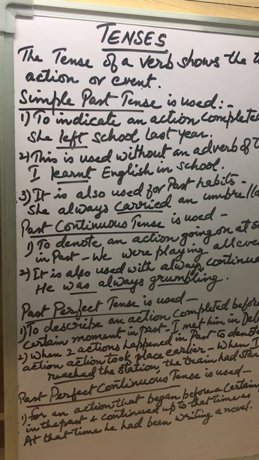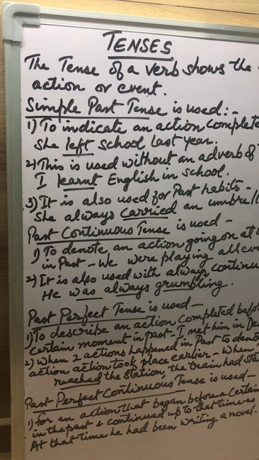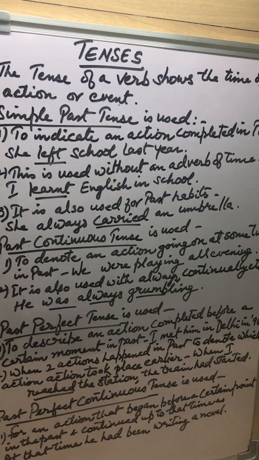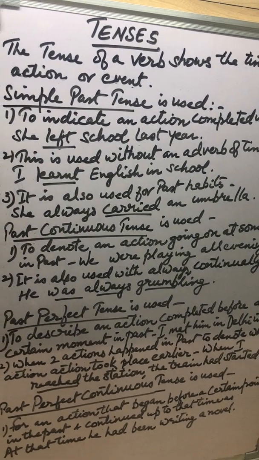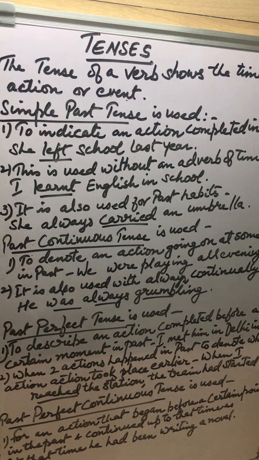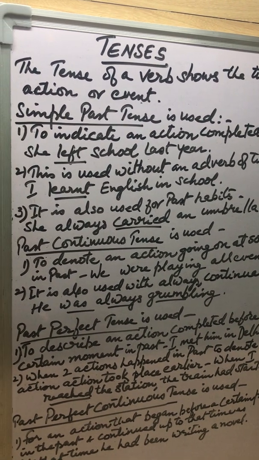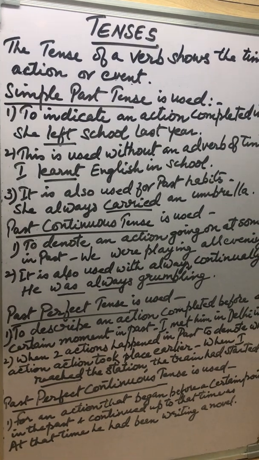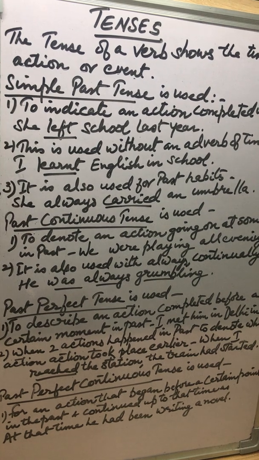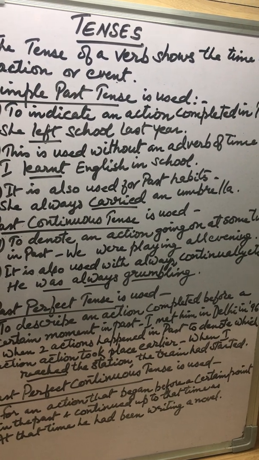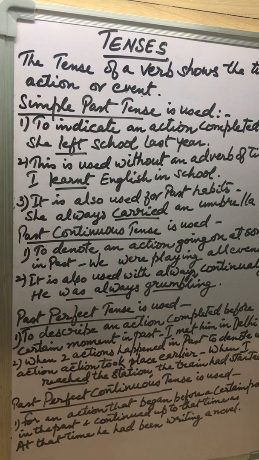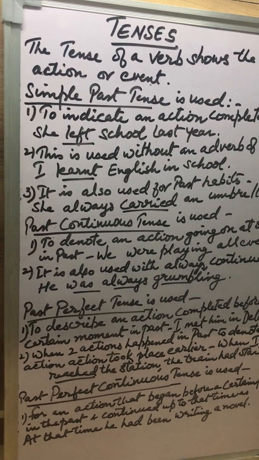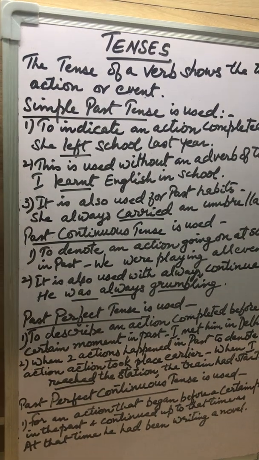Next is past continuous tense. This tense is used to denote an action going on at some past time. The time of action may or may not be indicated. As for example, we were playing all evening. They were watching TV. It was getting dark.